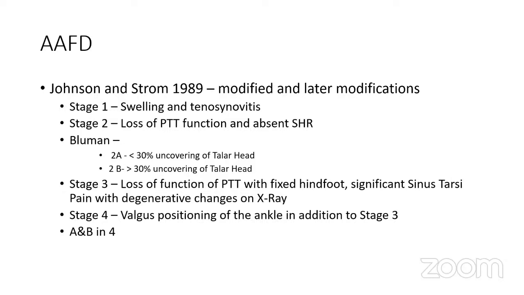So these were the stages which Johnson and Strom had given, to which Bluman added 2, dividing stage 2 into a 2A and a 2B. And later on, Myerson added stage 4, which also involved, in addition to all of these, involvement of the ankle. And then further, it was classified into A and B, where in A the hindfoot was flexible, and in B it was a rigid hindfoot.